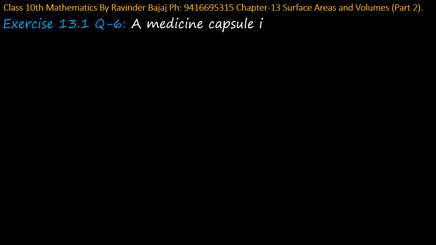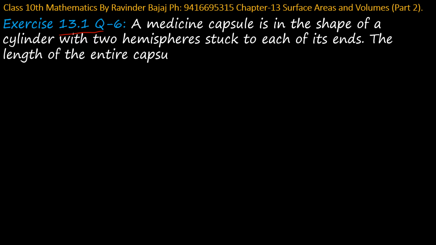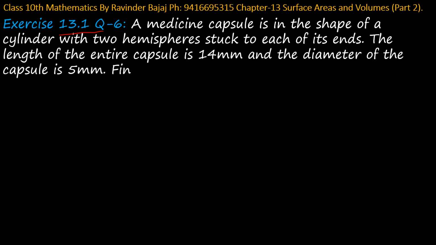Exercise 13.1, question number 3. The question is, a medicine capsule is in the shape of a cylinder with two hemispheres stuck to each of its end. The length of the entire capsule is 14 mm and the diameter of the capsule is 5 mm. Find the surface area. So we have to find the total surface area of the solid.